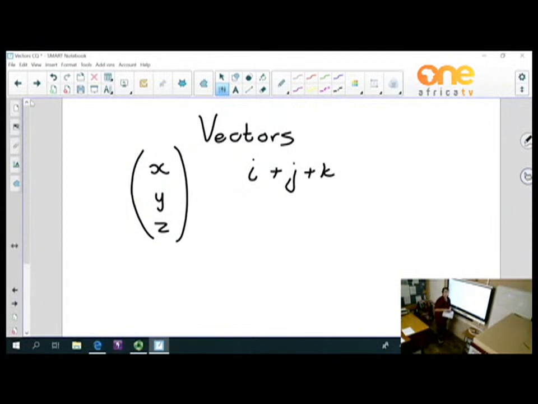Morning, grade 12s. We're looking at vectors, and today we're going to look at Cambridge questions on vectors to give you an idea how they ask it in the exam. Let's just first look at our background knowledge.